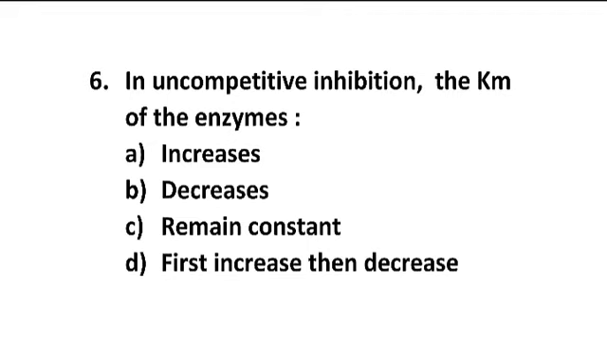Next question is, in uncompetitive inhibition, the Km of the enzyme, A increases, B decreases, C remains constant, D first increases then decreases.